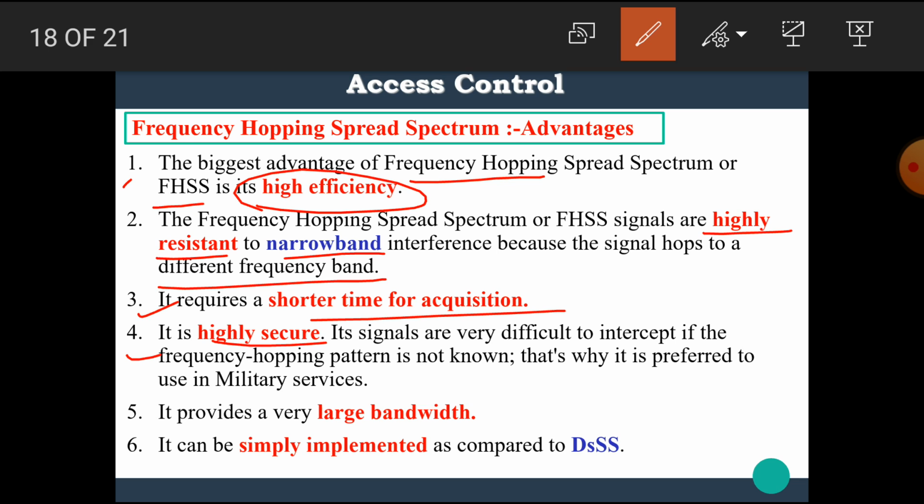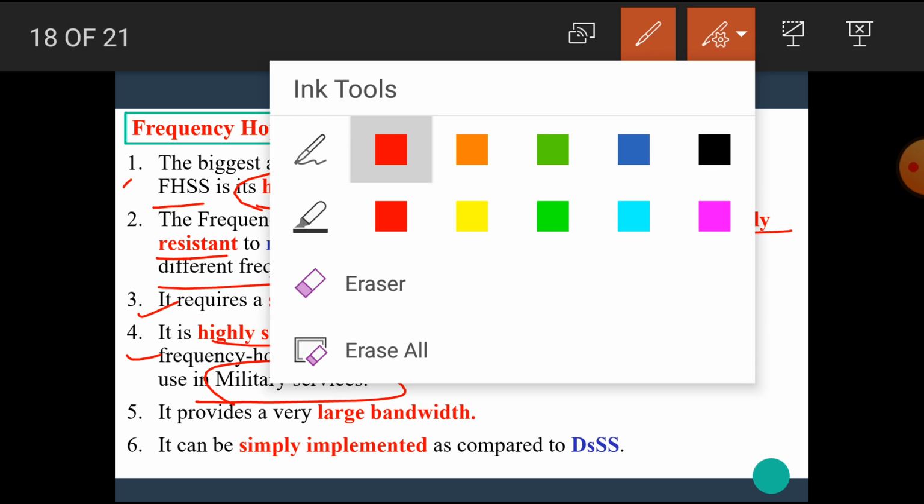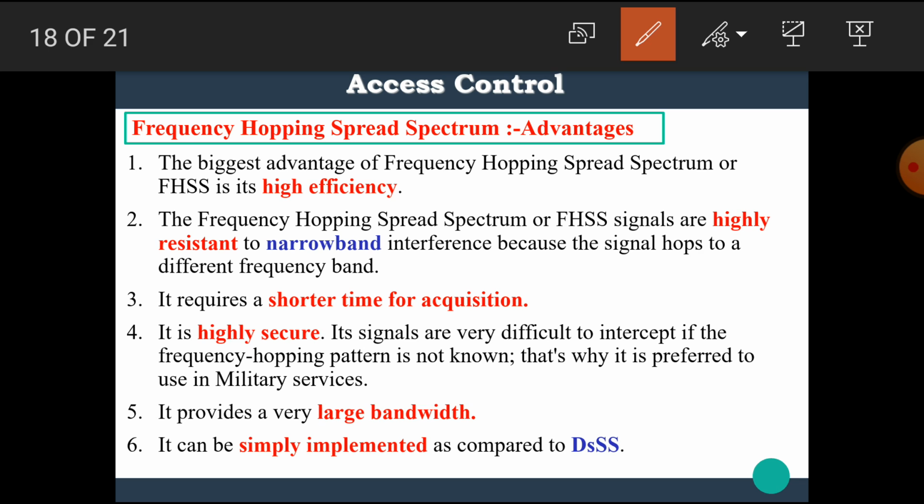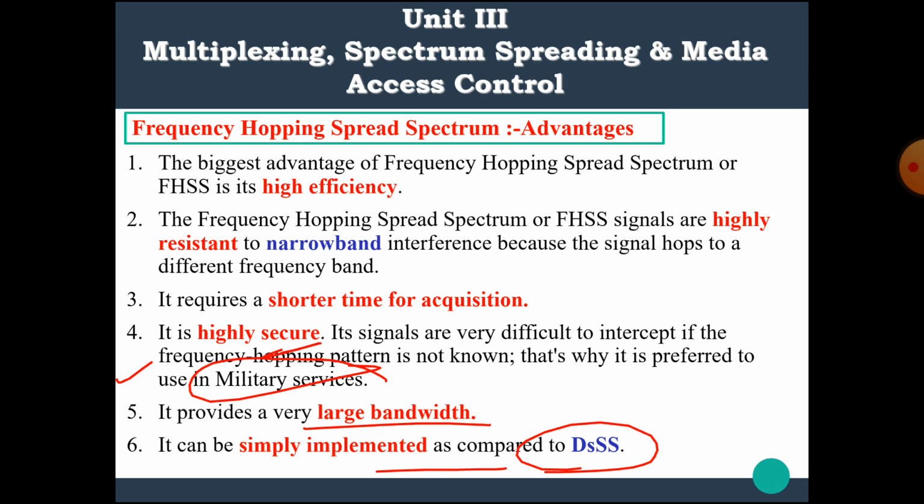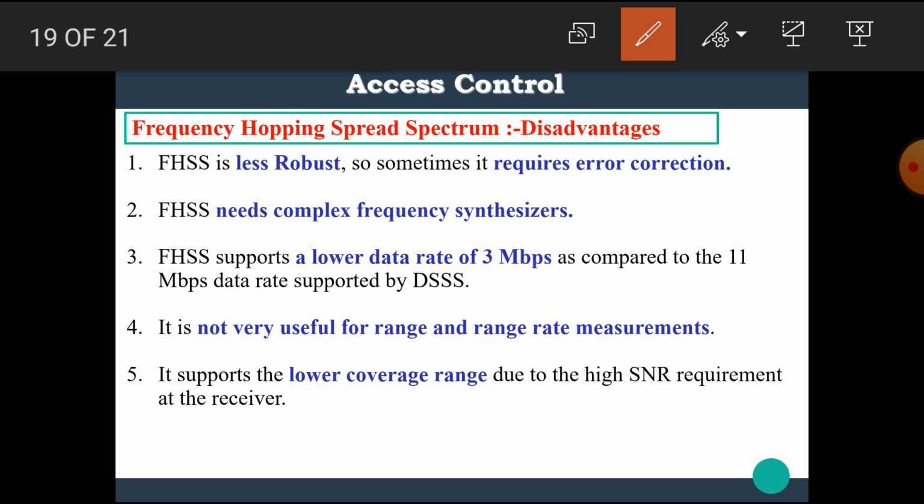It is highly secure. Its signals are very difficult to intercept if the frequency hopping pattern is not known. That's why it's preferred in military services. This is a very important advantage: it's preferred in the military services because it's hard to detect and it is highly secure. It provides very large bandwidth and it can be simply implemented as compared to the direct sequence spread spectrum system.